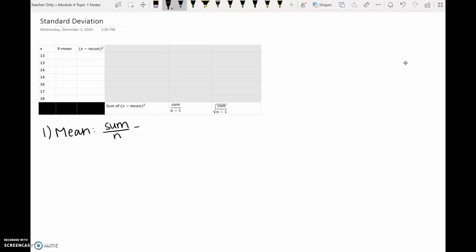So I got 105, and I'm going to divide that by 7, which is 15. Okay, so I found my mean, it's 15. Now I'm going to take each number and subtract 15.